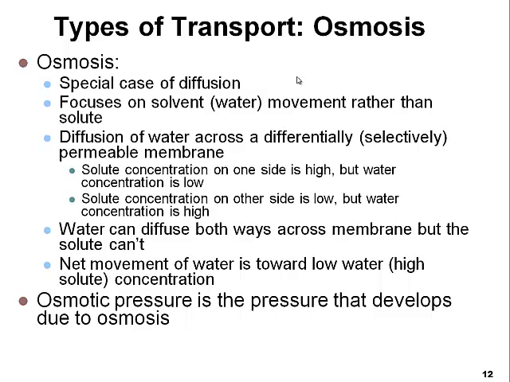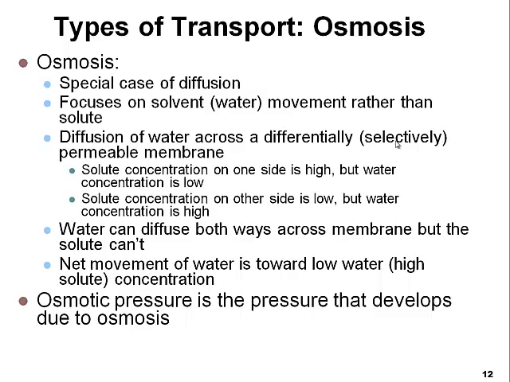So osmosis is a special case of diffusion, oftentimes described as the diffusion of water, which is an accurate description. Osmosis requires a couple things in order for it to occur. One is a selectively permeable membrane. A membrane has to be present that allows some things to pass through and other things to not pass through.